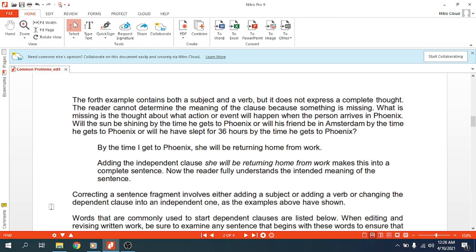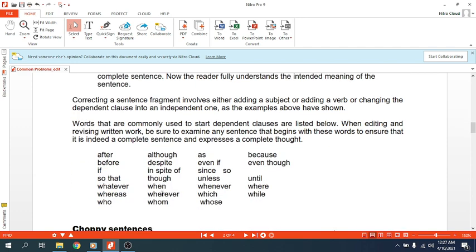Gitu ya. Jadi correcting a sentence fragment involves either adding a subject or adding a verb or changing the dependent clause into an independent one as the examples above have shown. Okay. Mungkin bukan changing ya, tapi adding ya, adding the independent one to the dependent clause. So that's the first common problem that you usually make. So sentence fragments. Then move to the next one.